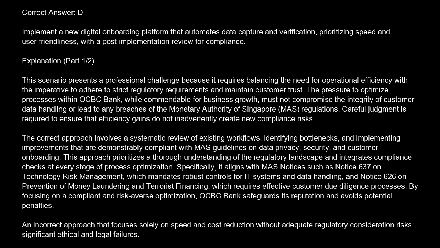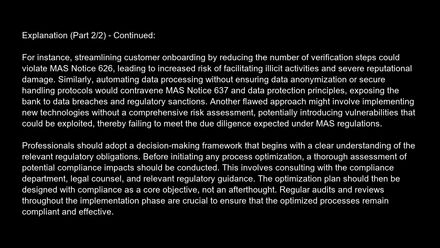An incorrect approach that focuses solely on speed and cost reduction without adequate regulatory consideration risks significant ethical and legal failures. For instance, streamlining customer onboarding by reducing the number of verification steps could violate MAS Notice 626, leading to increased risk of facilitating illicit activities and severe reputational damage. Similarly, automating data processing without ensuring data anonymization or secure handling protocols would contravene MAS Notice 637 and data protection principles, exposing the bank to data breaches and regulatory sanctions. Another flawed approach might involve implementing new technologies without a comprehensive risk assessment, potentially introducing vulnerabilities that could be exploited, thereby failing to meet the due diligence expected under MAS regulations.